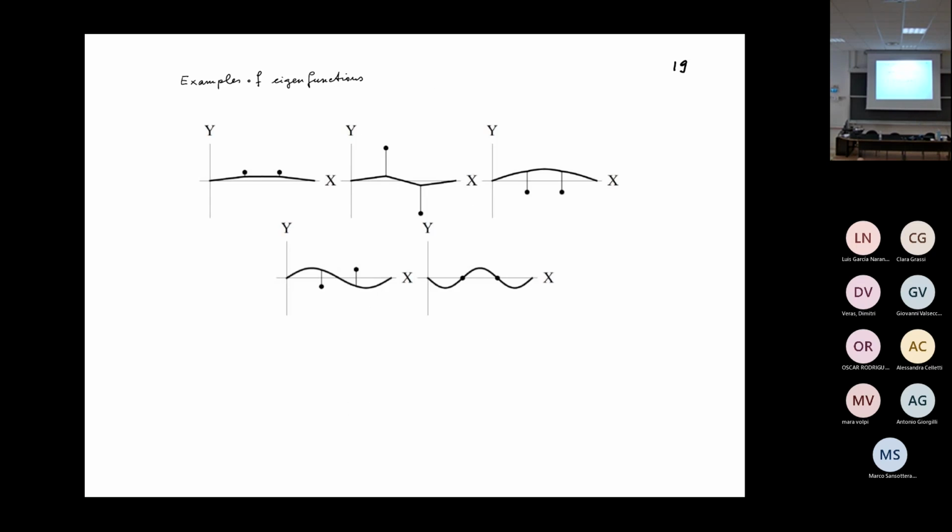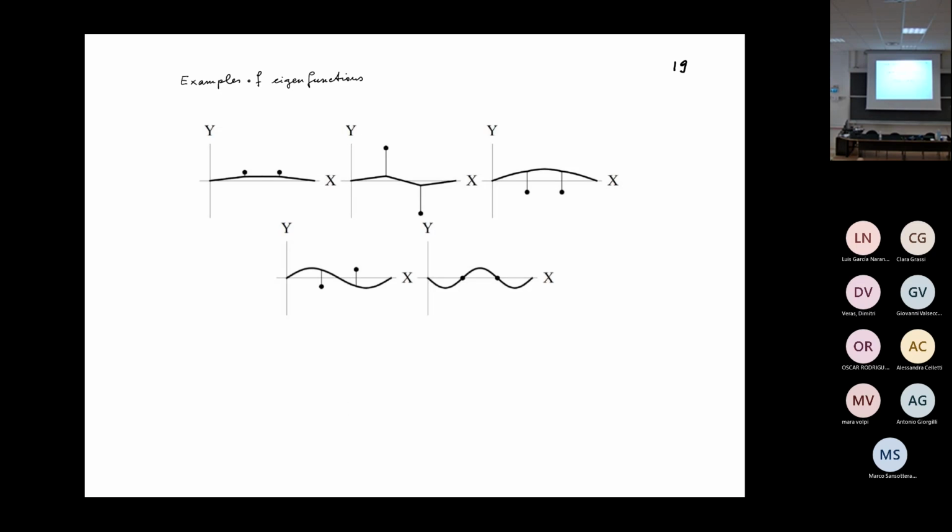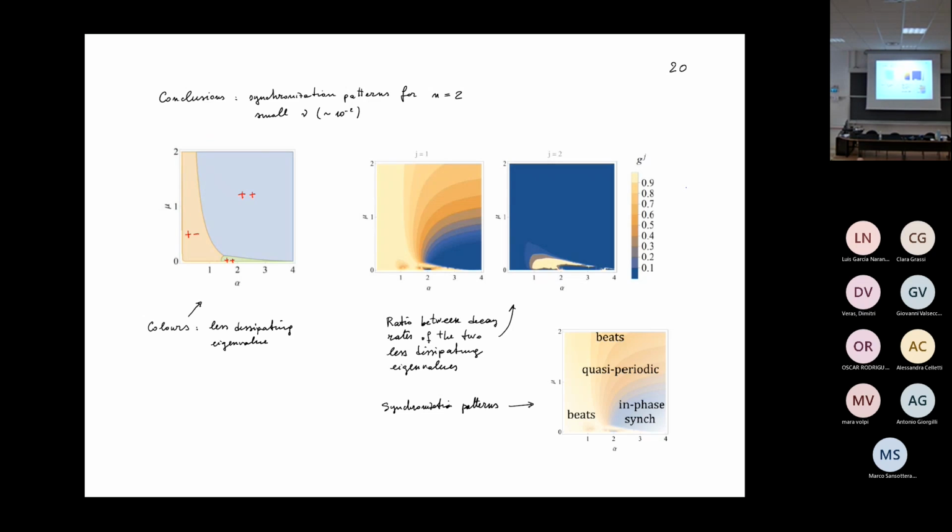Of course, you need to compute the eigenvalues, the eigenfunctions, but you can give explicit formulas for the amplitudes of the pendula and for the shape of the string, and understand, for here there are some examples. In an eigenfunction like this one, the pendula oscillate in phase. In one like this, they oscillate out of phase. And so on. In this one, they stay still, which is a string. And so eventually, you can look at the dependence of the asymptotic state on the parameters. So this is the conclusion, which is just a numerical integration for n equal to 2.